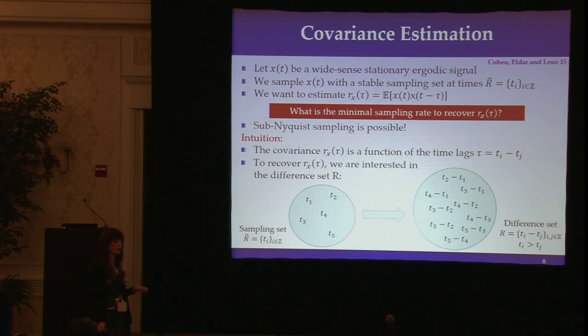But when we're estimating the covariance, we're actually looking at the differences, because it's a stationary process. So we're interested in the differences in the sampling set. If you look at the sampling set and all possible differences, you see that the difference set actually has many, many points. So the density of the difference set is quite large, and therefore, from the difference set, we can, in fact, estimate the covariance. This is just to give some intuition for why this is possible.